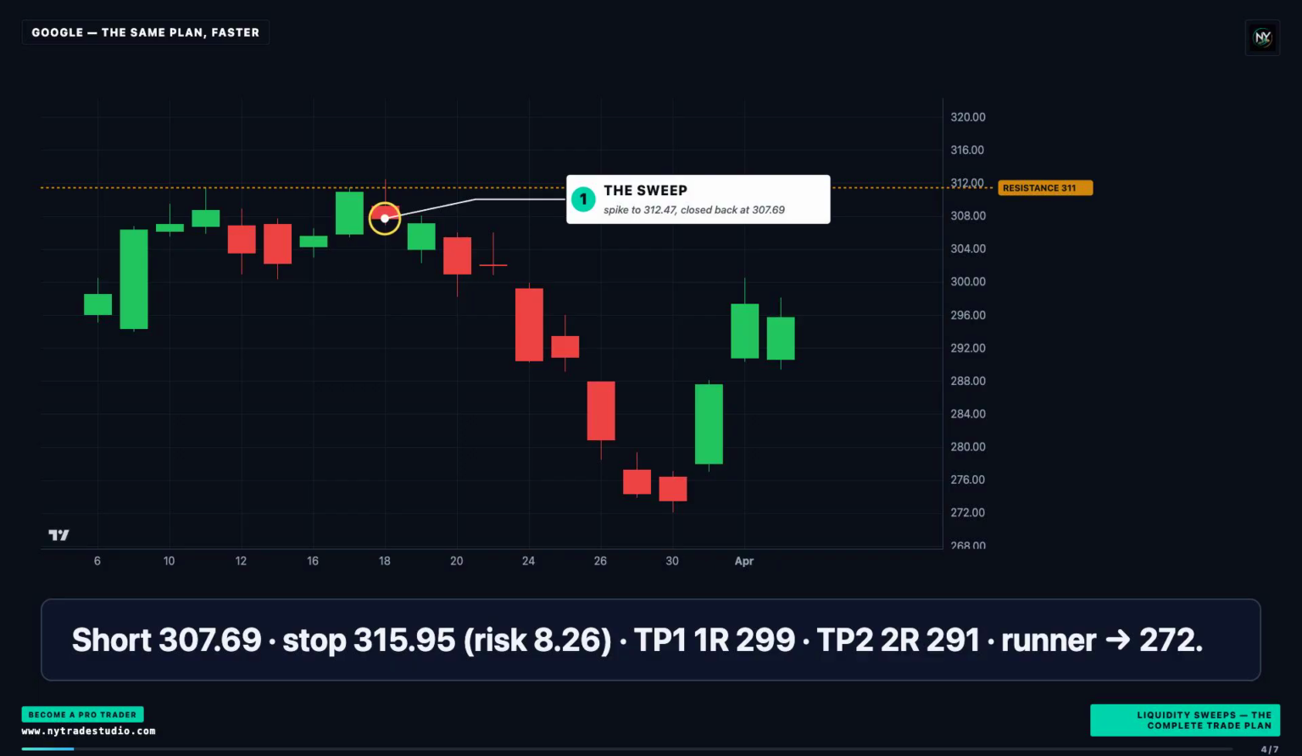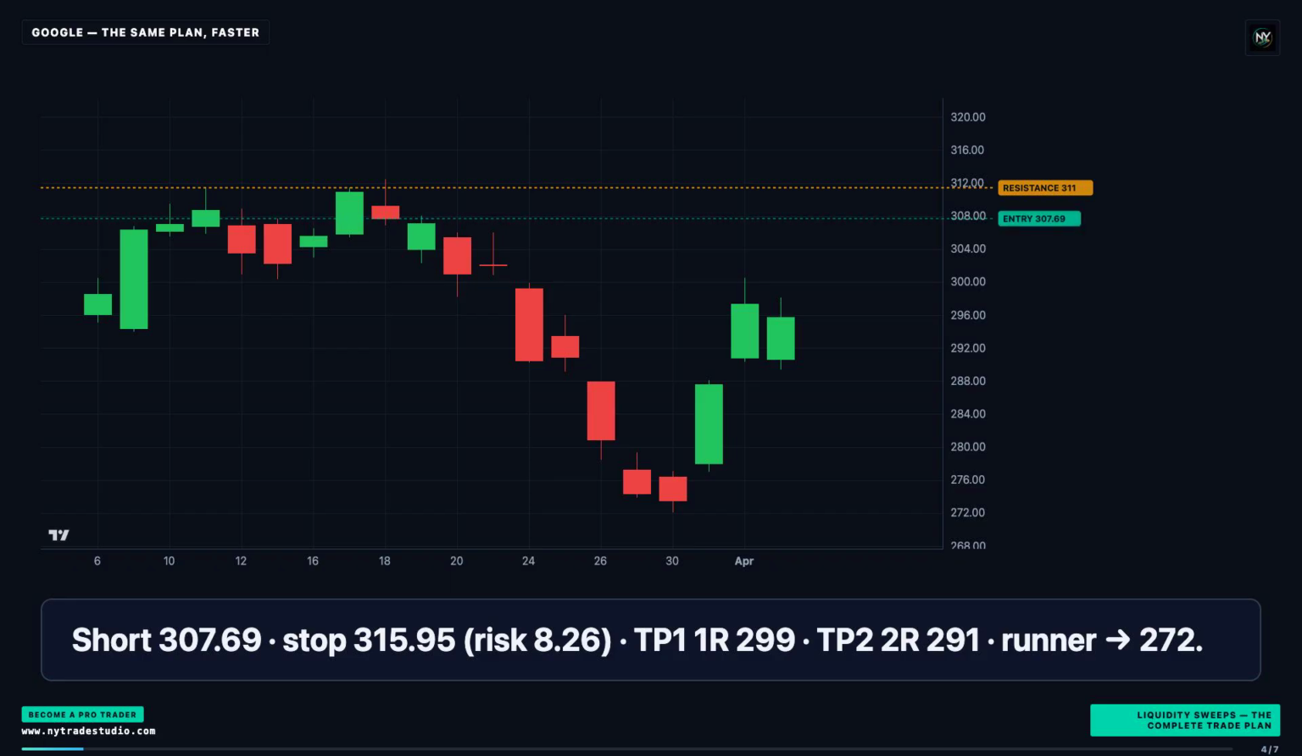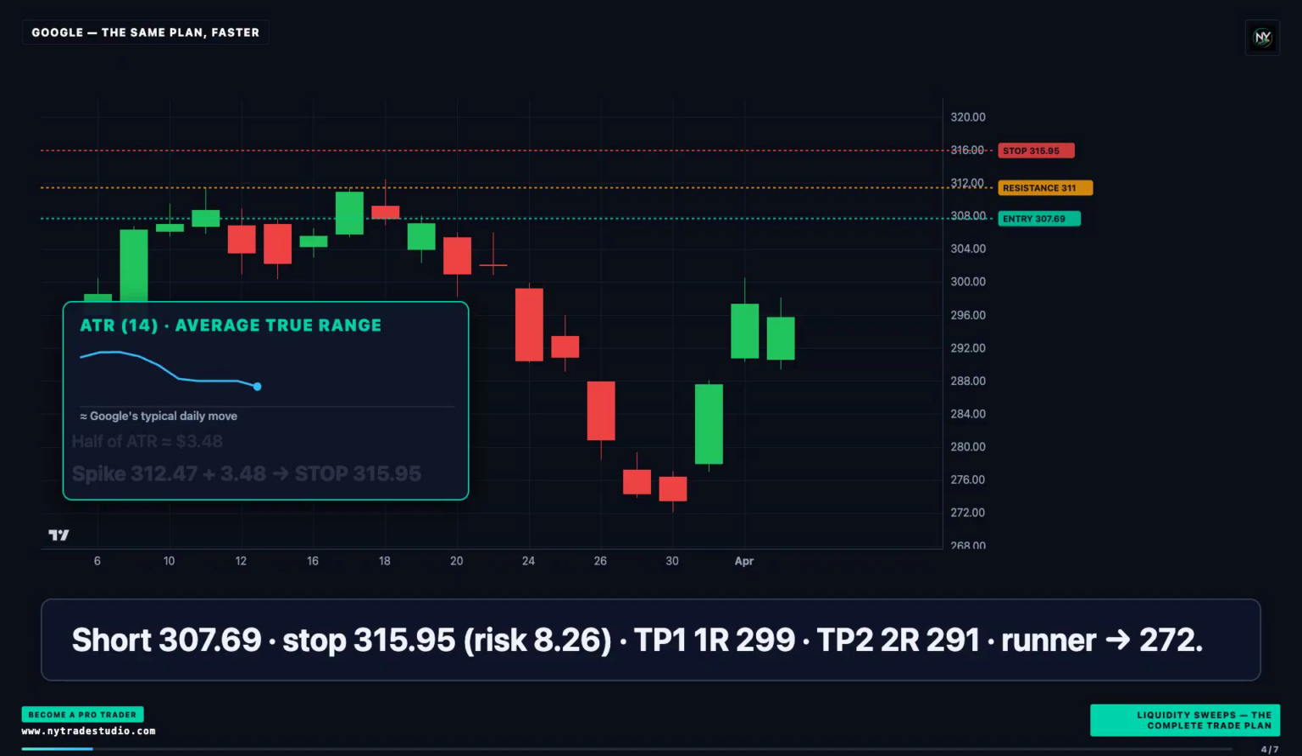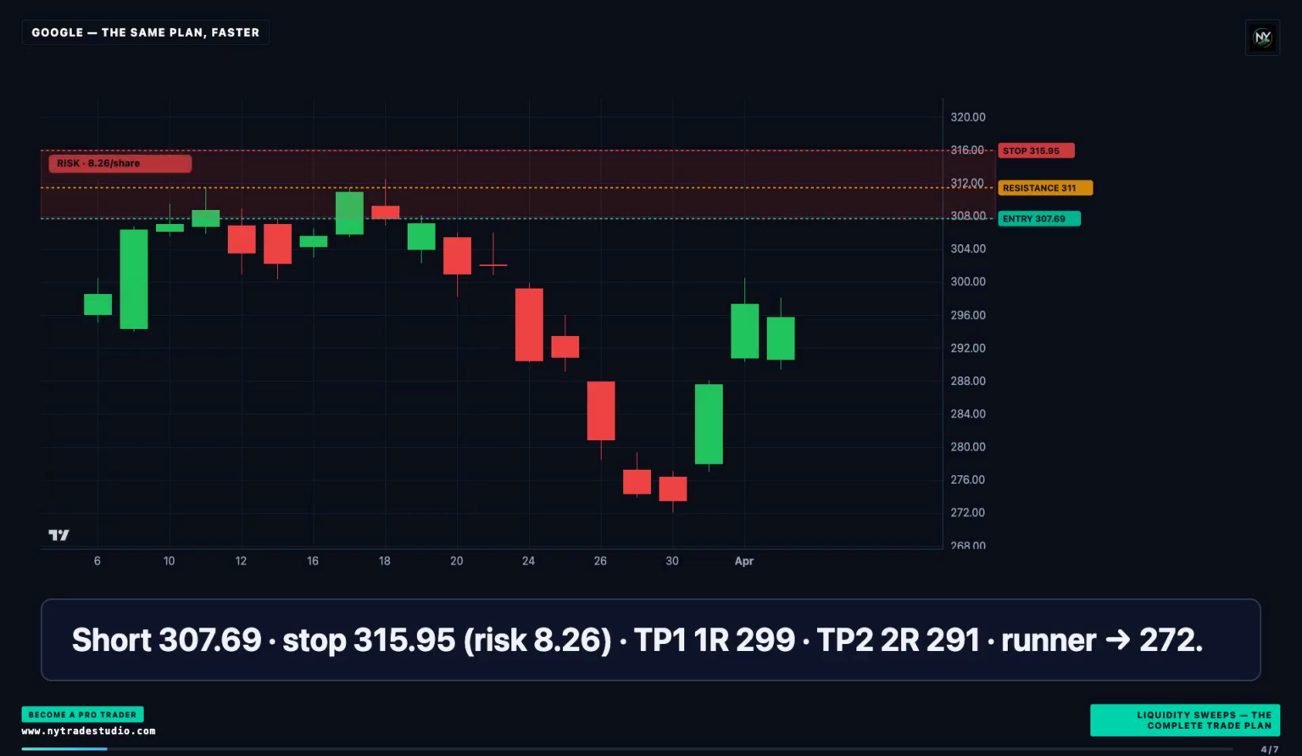Step 2, we short that close, 307.69. There is our entry. Step 3, the stop. Same method as before. The average true range reads about $7, so we take half and place the stop just above the spike at 315.95. The red box is our risk, $8.26 a share.